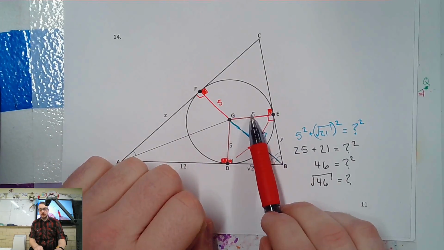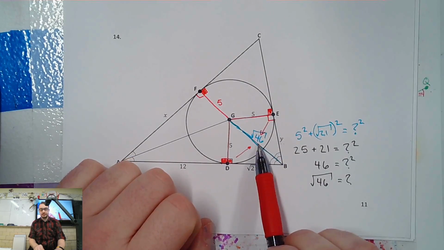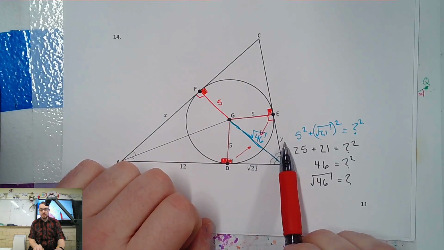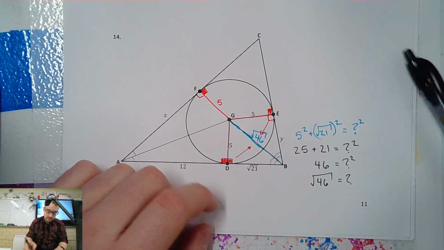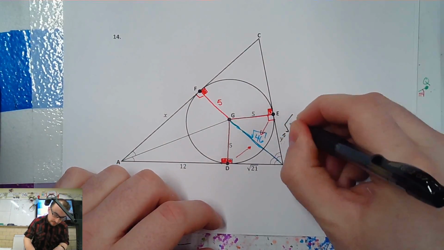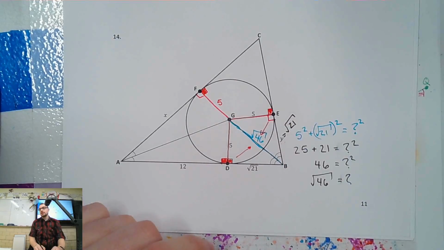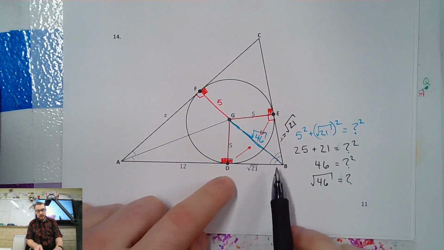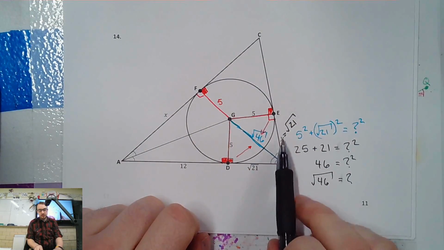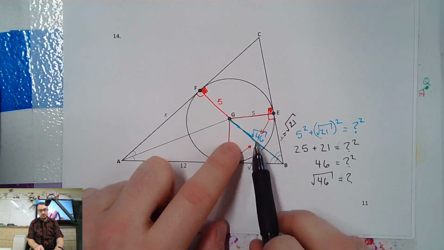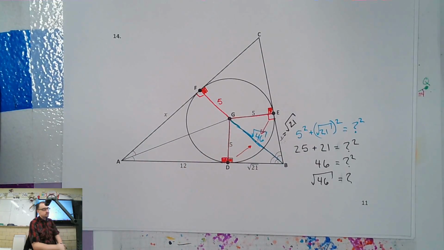You could set it up. 5 squared plus y squared equals root 46 squared. And you'd figure out that y squared would be root 21. So this is root 21. They're just two congruent triangles. You could do angle side. Well, I guess you could do angle side angle because we don't have this side. But you could do HL, right? Or just set it up and do Pythag. Same thing.